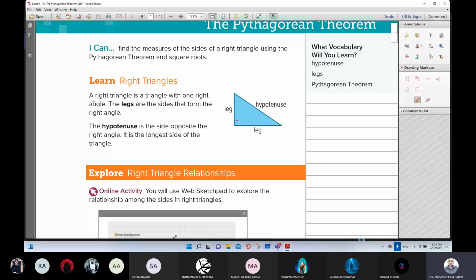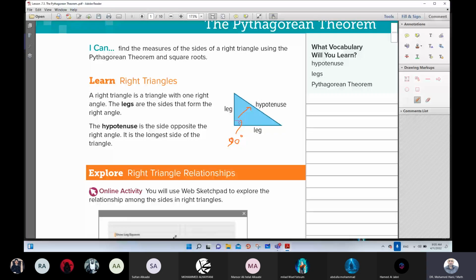This is the right angle, and the opposite side is named the hypotenuse. It's very, very important to know the name of each side in the right triangle. I will repeat. When you have one angle whose measure is 90 degrees, the name of this triangle will be a right triangle.